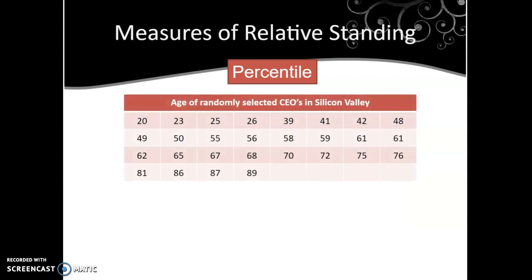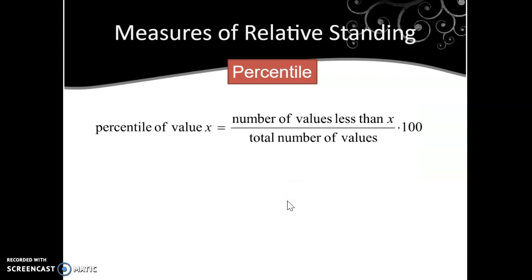Okay, so let's say we have a selection of data here, age of randomly selected CEOs in Silicon Valley. And I want you to notice that they're arranged in order, which is very important when finding percentiles. So the youngest CEO in this data set is 20 years old, and then it increases up to 89. There are 28 people here. So we're going to come back to that data set.